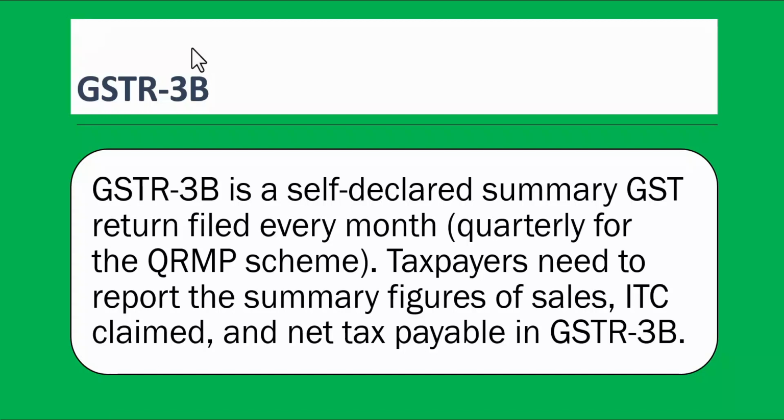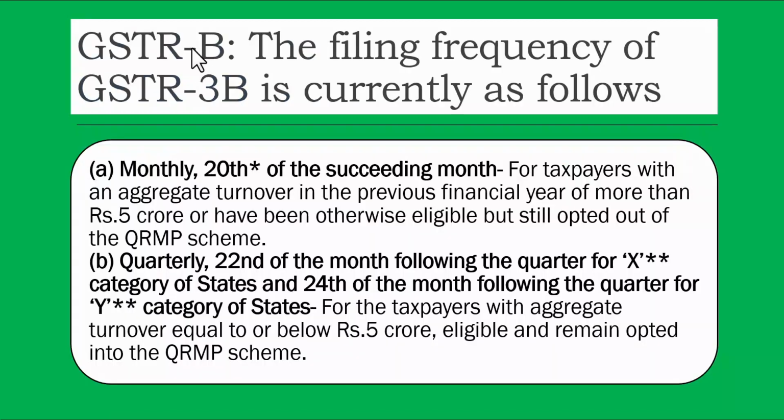So they need to report the overall figures of sale and the input tax credit which they have claimed, and the net tax payable has to be shown and paid along with this return. Now let's discuss the frequency of the 3B return. It has to be filed on the 20th of the succeeding month where the turnover of an assessee exceeds 5 crores. And it has to be filed on the 22nd of the month if they have chosen the QRMP scheme and their turnover is less than 5 crores.